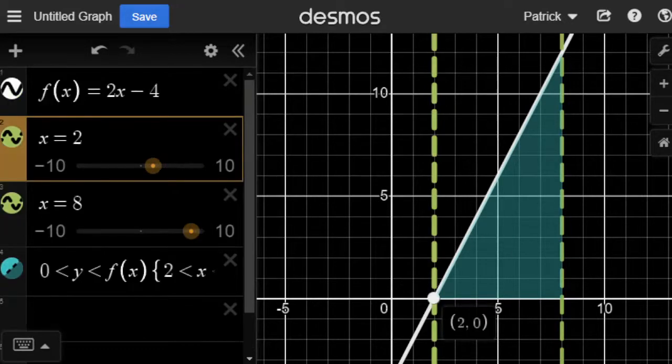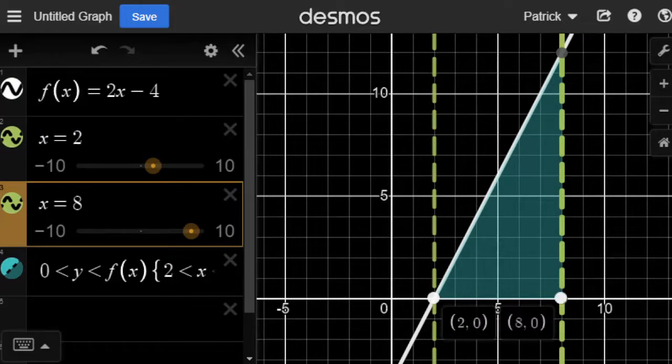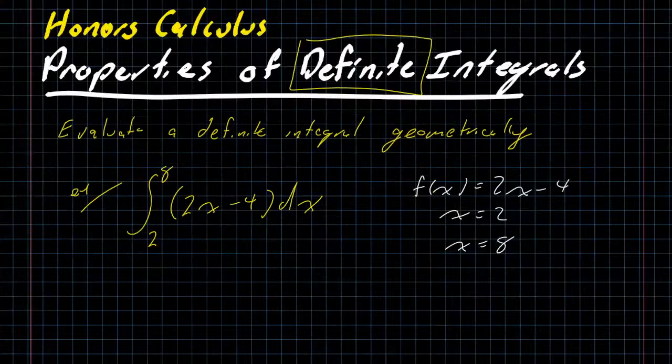And I can figure out, based on the points of intersection here, or more specifically, f of 2 and f of 8, the dimensions of this triangle. It happens to be a triangle which measures 6 units on the bottom and 12 units on the right-hand side. With that, I can calculate the integral graphically.